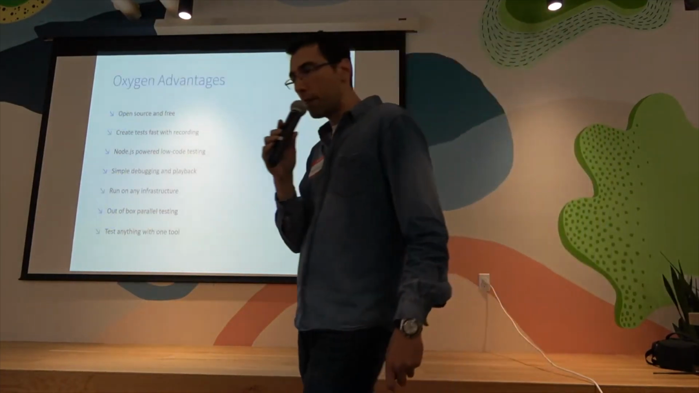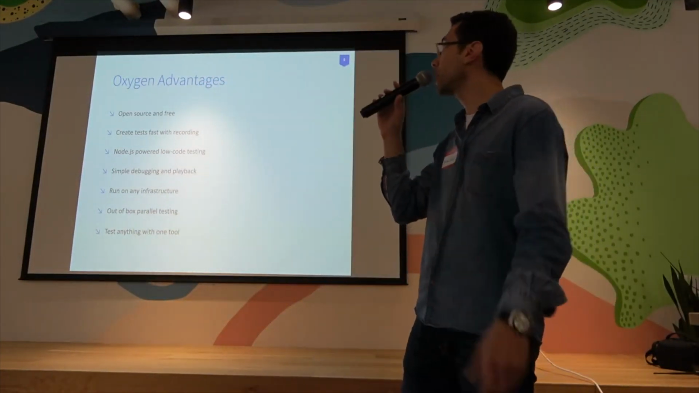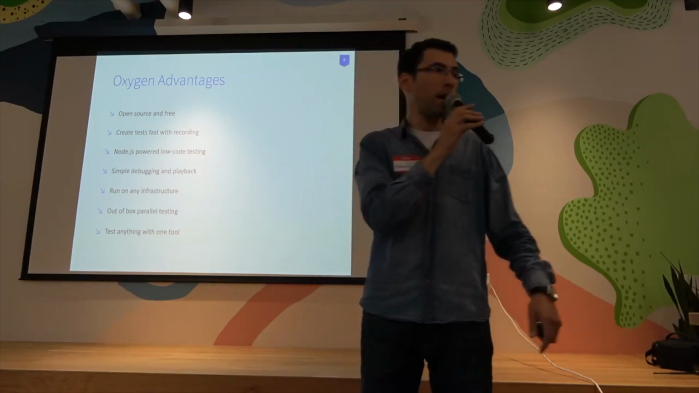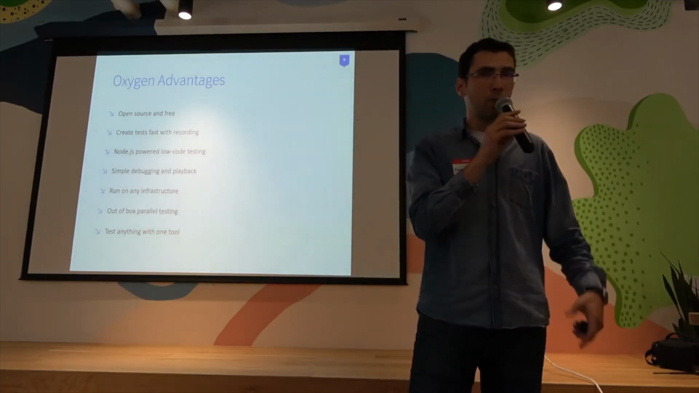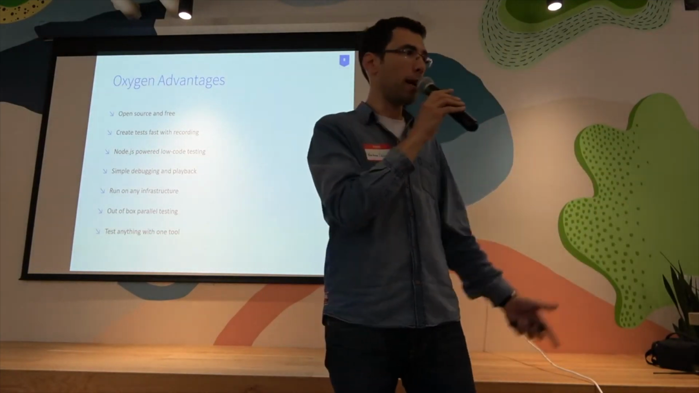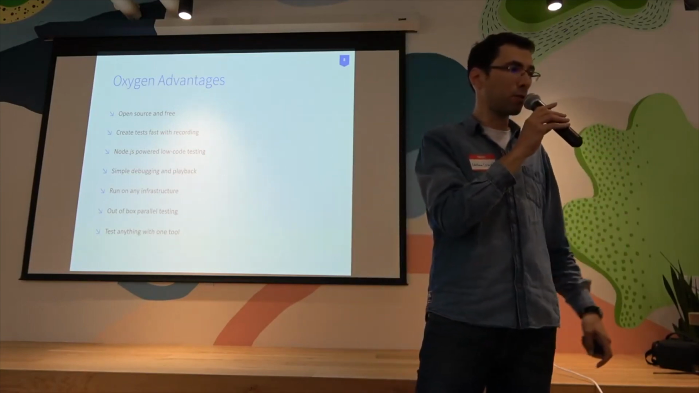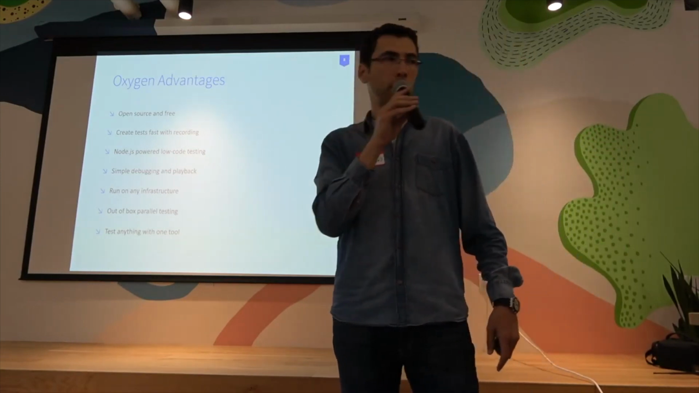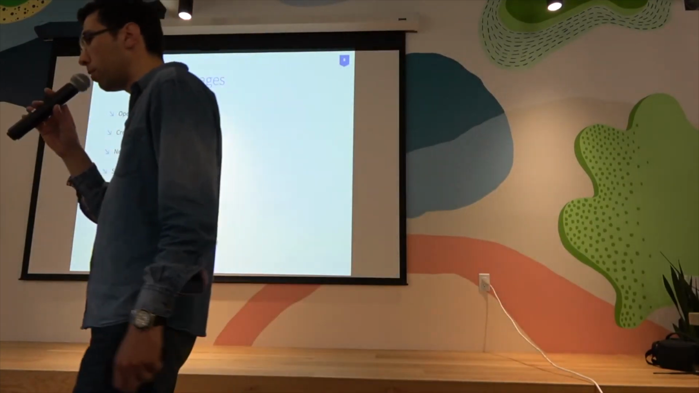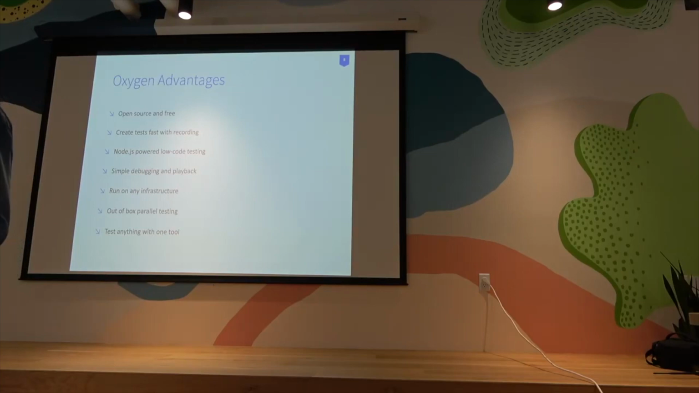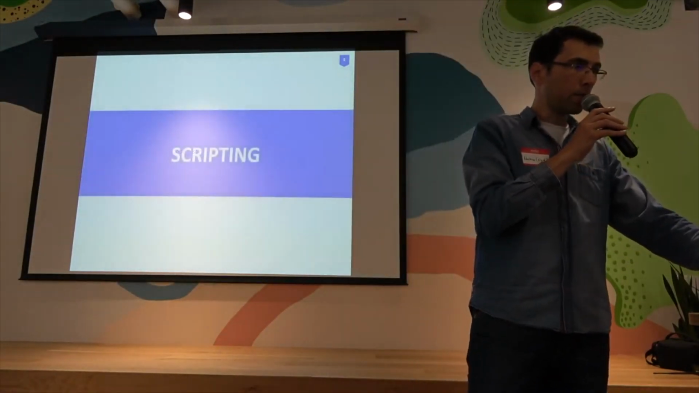Okay, so Oxygen advantages: it's open source, you can create tests fast by recording, you can utilize Node.js power, it has great debugging capabilities and playback, you can run it on any infrastructure, local and in the cloud, you have out-of-box parallel tests, so you can speed up your testing, and actually you can test anything. As I mentioned, we have more than 8 modules, including API testing, database testing, and so on. So this is just a quick overview.